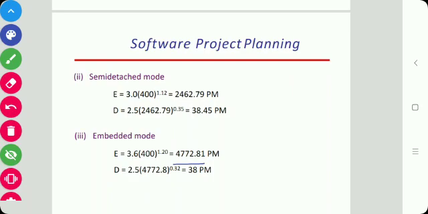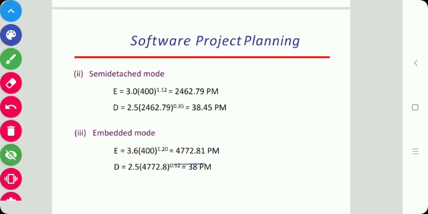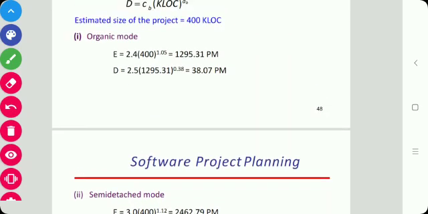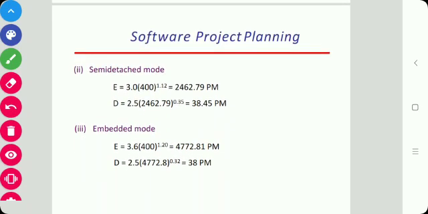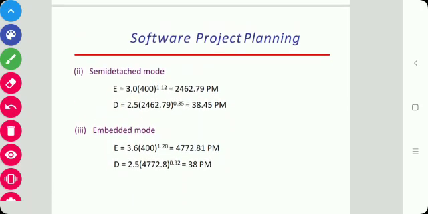So there is a large difference in these values, but the development time is approximately the same for all three modes. Here it is 38.45, here it is 38, here it is 38.07. So the development time is approximately the same for all the modes. It is clear from here that the selection of mode is very important. Okay, so the next problem we will see in the next section.